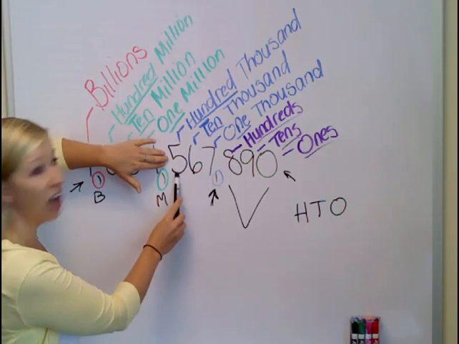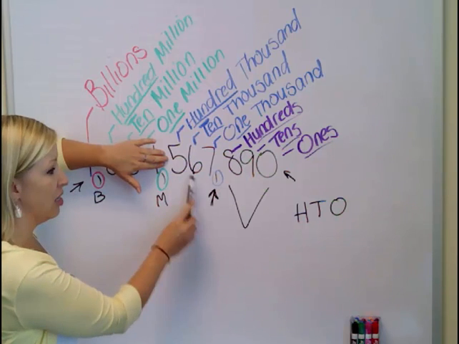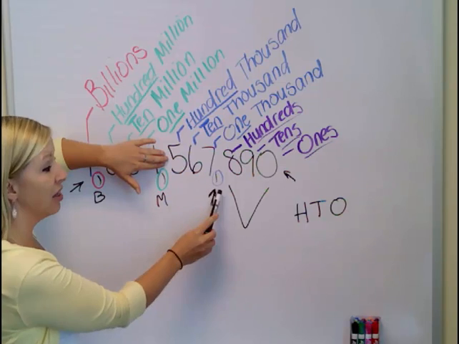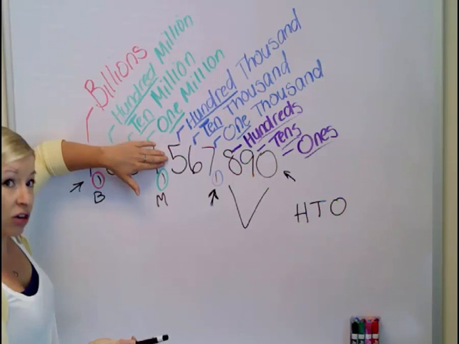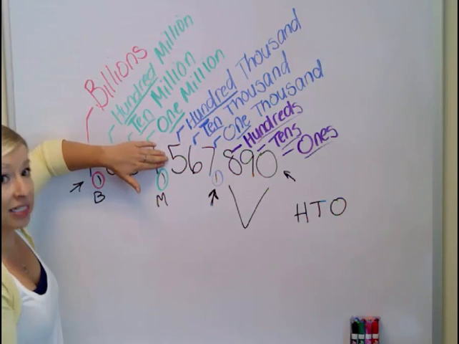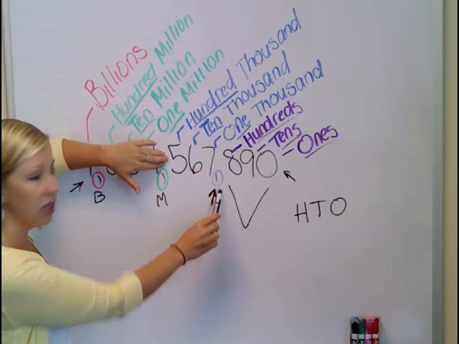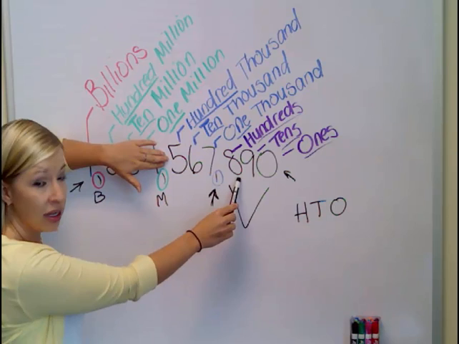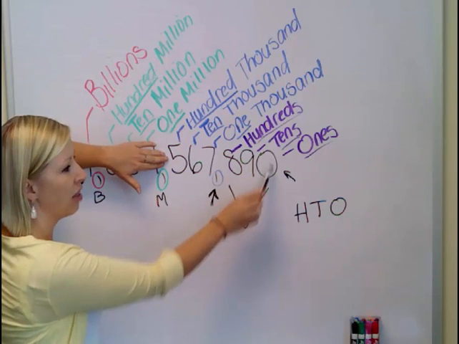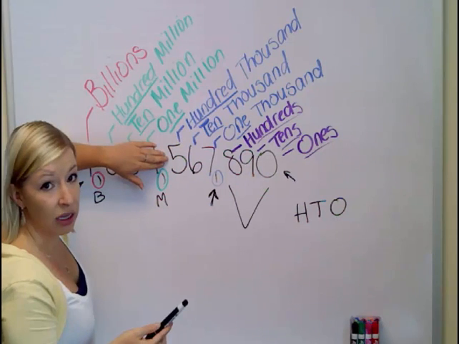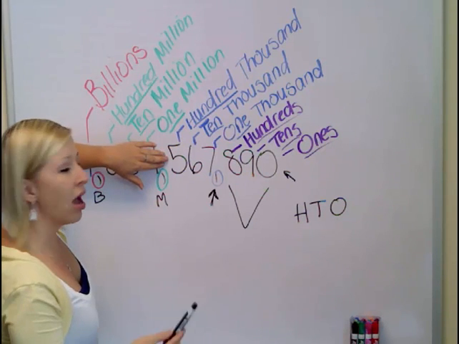567,000. So 500,000, 60,000, 7,000. You actually hear it. 567, and then because it comes right after this comma, 1,000. 890, because there's nothing, it's just a 0 here. So if you say your numbers out loud slowly, you will actually hear how much they represent.